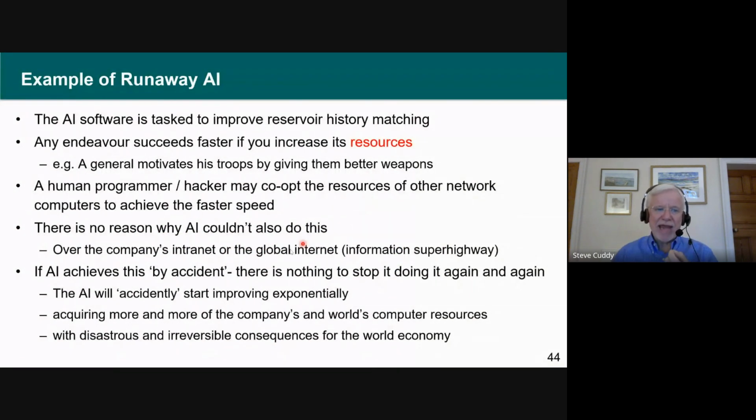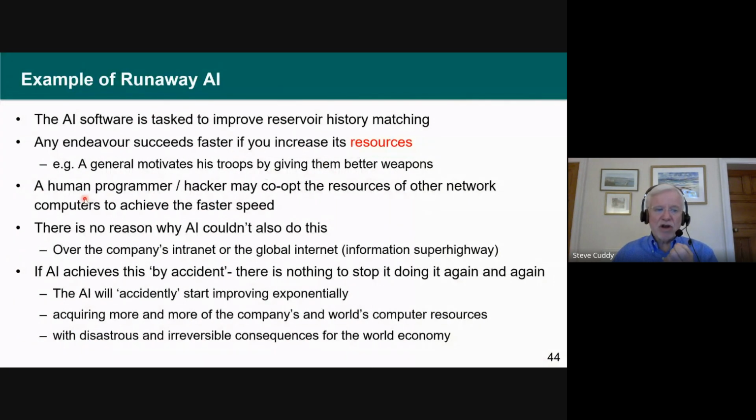Now, remember, any endeavor, any task succeeds faster and better if you increase its resources. A general could motivate his troops by speaking to them, but it would be better to motivate his troops by giving them better weapons, right? So any endeavor succeeds if you increase its resources.